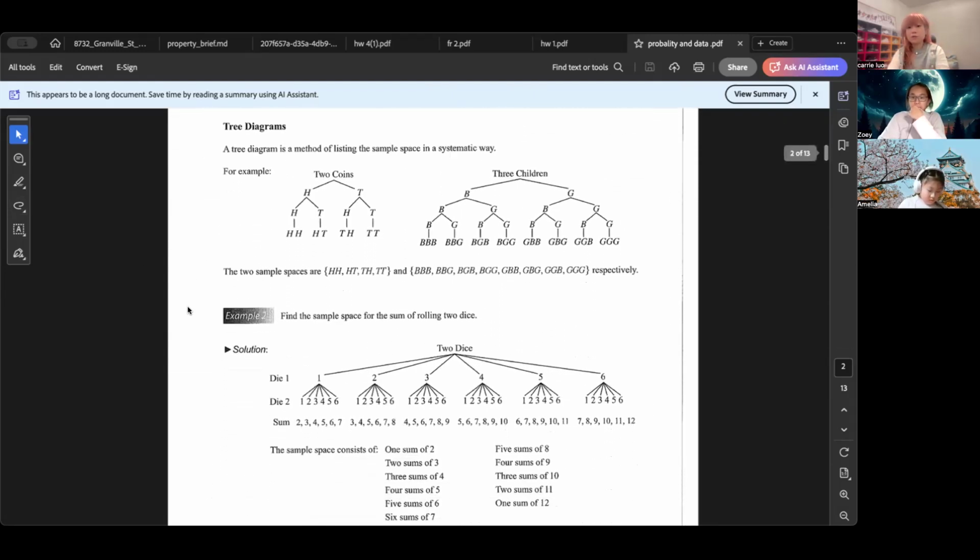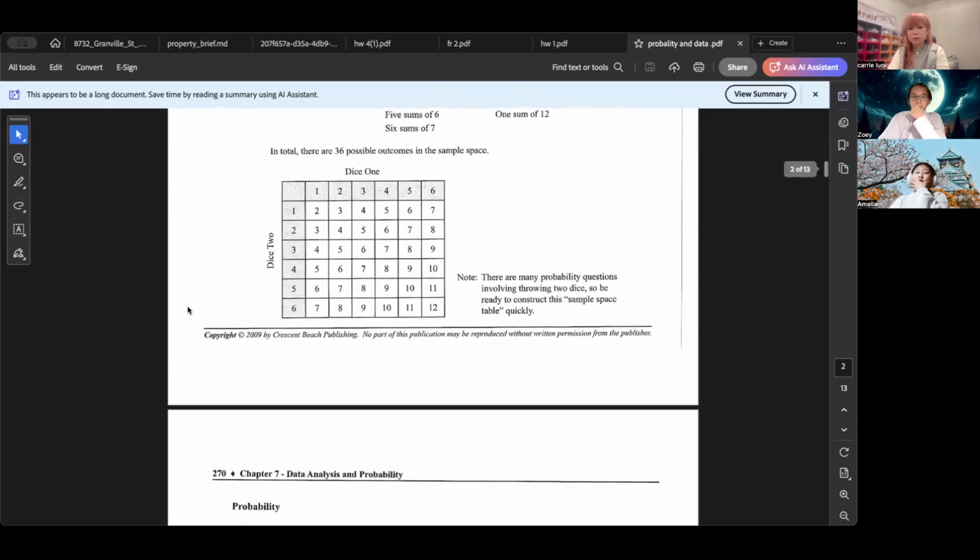We can also use tree diagrams, which I don't like at all. So let's just skip it.